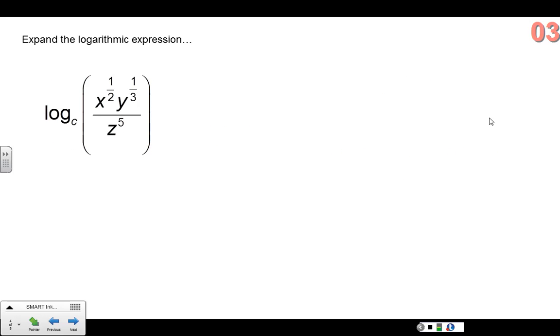So in the same way, we're going to expand this logarithm. So we have two terms on top that are positive, so they can be separated with addition, and then the term in the bottom can be separated with subtraction. So powers out front, 1/2 log base c of x plus 1/3 log base c of y minus 5 log base c of z.